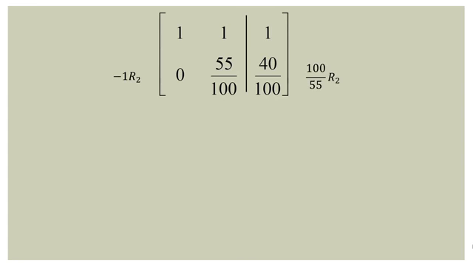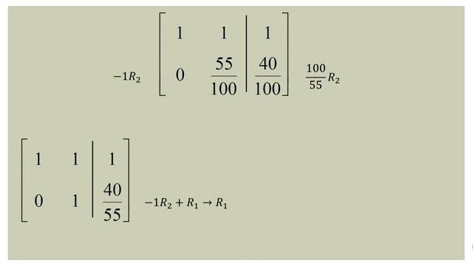Well, if I take 0 times 100 over 55, that's 0 still. Doesn't change that. 55 over 100 multiplied by 100 over 55 is 1. It's the reciprocal. So by multiplying 55 over 100 by its reciprocal, I get the 1 I need in that spot. Now, of course, we have to do the same thing to the 40 over 100. So 40 over 100 multiplied by 100 over 55 gives us 40 over 55.